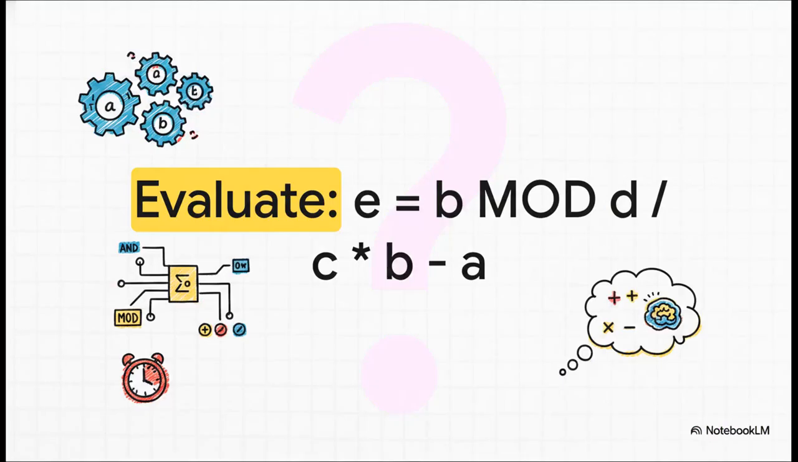Section 5. Putting it into practice. All right, here is our challenge. It's time to put these strict rules to the test and see if you've really mastered machine logic. We have variables a, b, c, and d assigned to the integers 1, 2, 3, and 4. And we're staring at this completely flattened, somewhat intimidating expression, e equals b mod d divided by c times b minus a. So, think you've got it? What is the literal first step the machine is going to take here based on our strict laws of precedence?